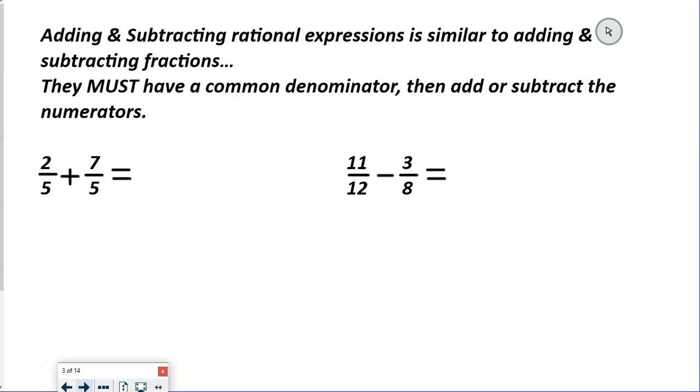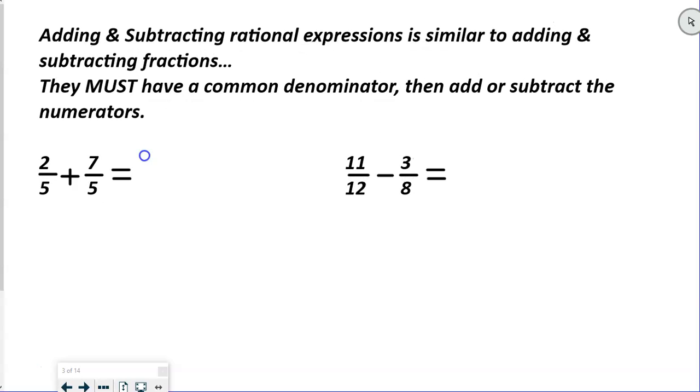When we're adding and subtracting rational expressions, it's similar to adding and subtracting fractions. They must have a common denominator. Then you're just going to add or subtract the numerators. Here you notice that we have a common denominator, so all we have to do is add the numerators. We're going to do 2 plus 7 over 5, which is 9 over 5.